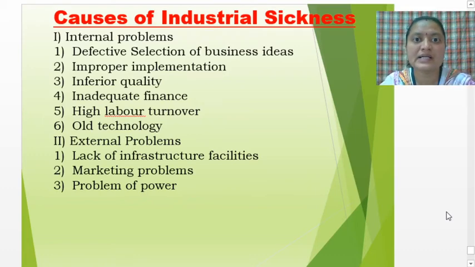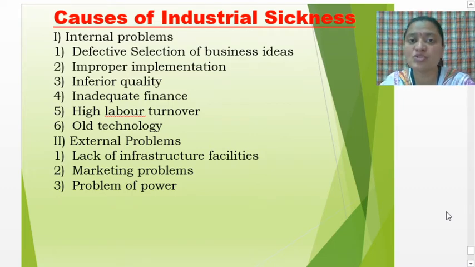Now in today's class we'll be studying the causes of industrial sickness. Let us understand what we mean by industrial sickness. What do you understand by a sick unit? A sick unit means a unit or industry which is falling under loss. That particular unit or industry is called a sick unit.